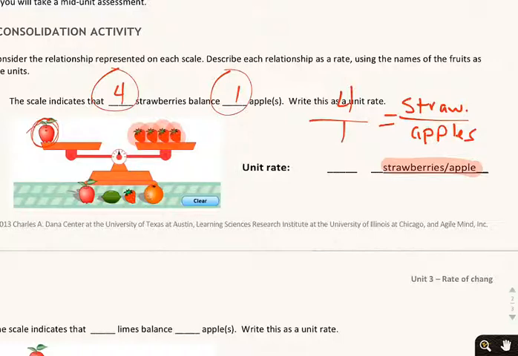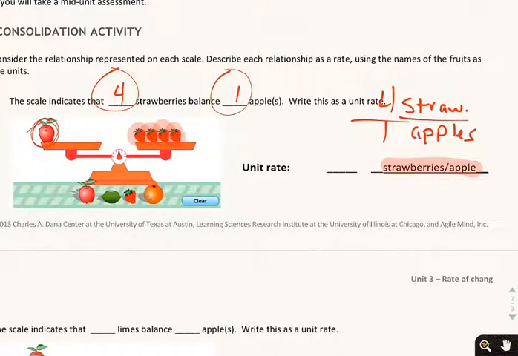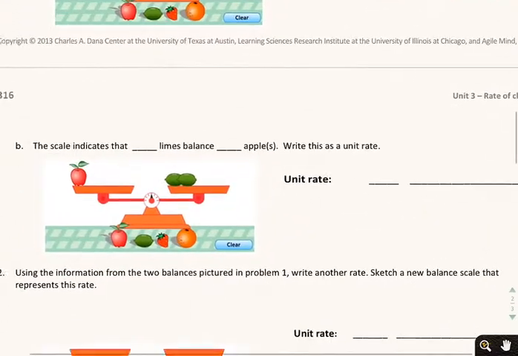So my rate is actually at this point 4 strawberries for every 1 apple. Now this turns out to be a unit rate, again, because you watched that unit rate video before. The unit rate is always going to be where the bottom is 1, or you're taking something per 1 of something else. So we can write this as 4 strawberries per apple. Sometimes it ends up being a decimal, sometimes just a whole number like I have here. Anyway, let's get to the next one.